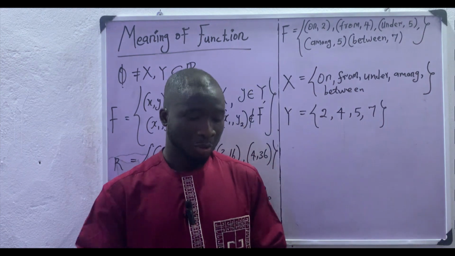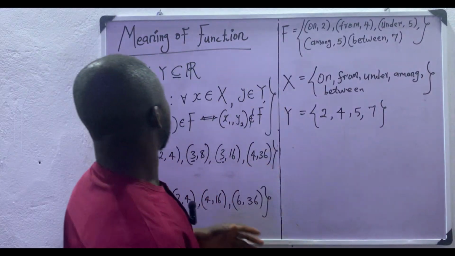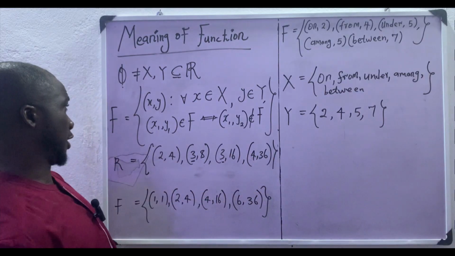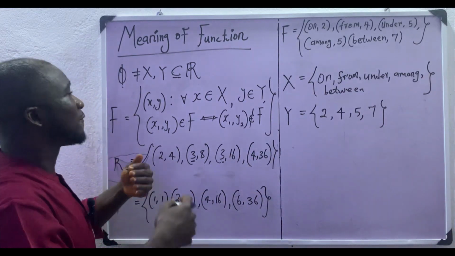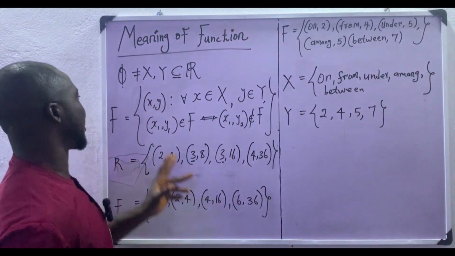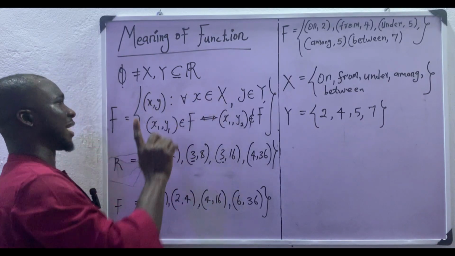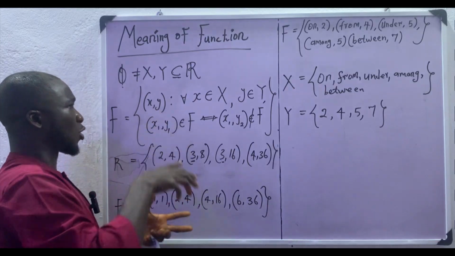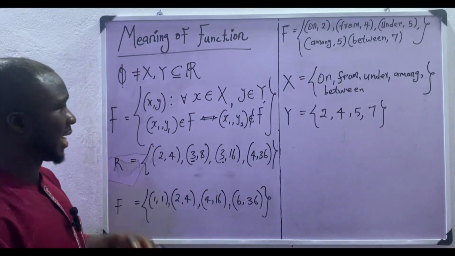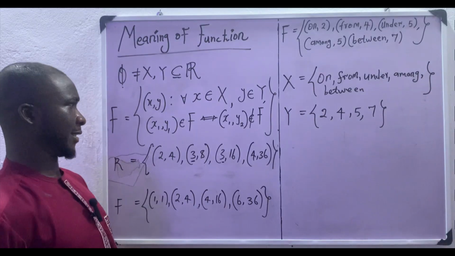In this video, we will discuss the meaning of the term function. Now, suppose we have two non-empty sets x and y that are subsets of the set of ordinary numbers. A function of x into y simply means a set of ordered pairs of points (x, y), where the first entry or coordinate is coming from the set x, and the second entry or coordinate is coming from the set y, such that no two distinct elements in the set will have the same first entries.